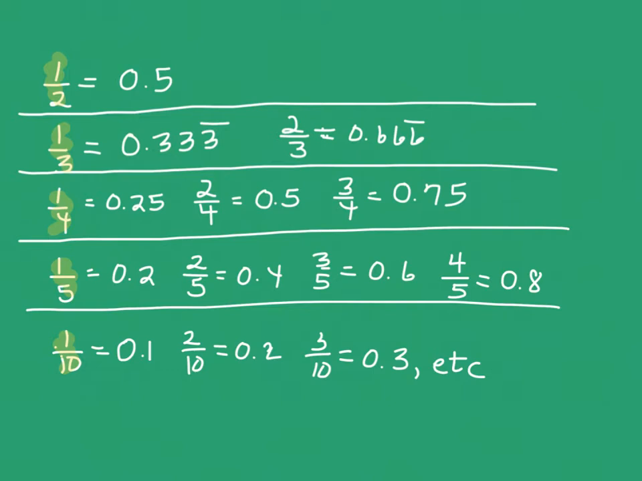So if I give you a third as 0.333, you should recognize that if you double that, multiply it by 2, 2/3 gives you 0.666. Or if you know 1/4 is 0.25, if you double that you get 2/4, that's 0.5, 3/4 is 0.75. 1/5 is 0.2, 2/5, twice as much as that, is 0.4, 3/5 is 0.6, 4/5 is 0.8. If we know 1/10 is 0.1, we can get any of the other tenths. 2/10 is 0.2, 3/10 is 0.3, and so on.